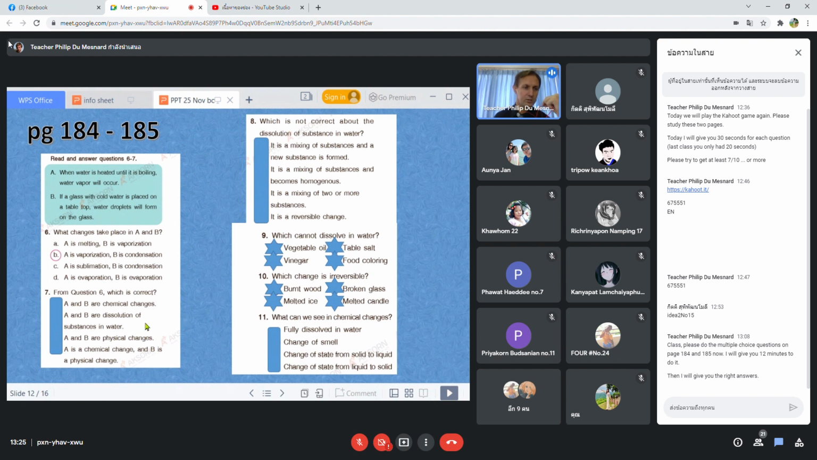Okay, then from question 6, what can you say? That there are chemical changes, it's the dissolution of something, there are physical changes, or A is chemical and B is physical. So when the matter changes to another state, like on page 149, when a liquid goes to a gas or gas goes to a solid, is that physical or chemical? Physical. That's it, good job. So it has to be C. Yeah, it's physical, they're both physical changes.